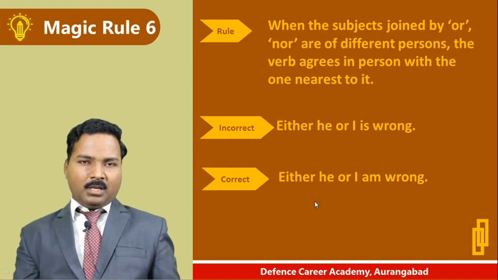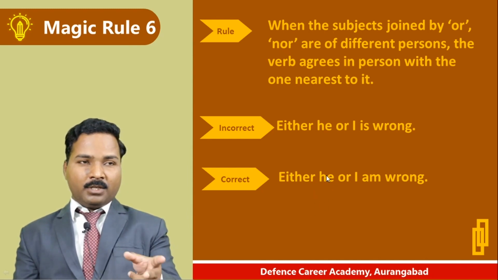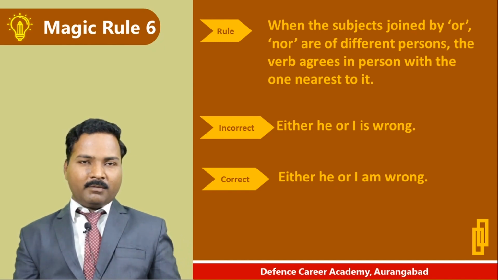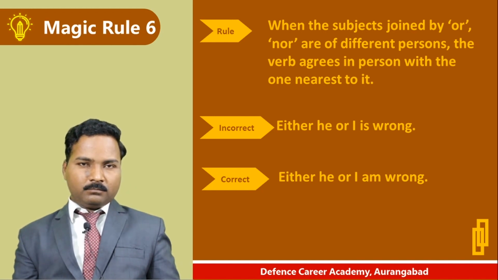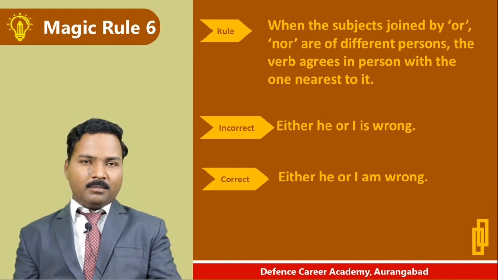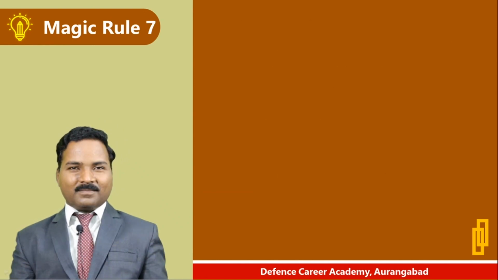Okay, just suppose we exchange the positions of these pronouns. If I is used before he, then is is the correct verb. For example, we can say that either I or he is wrong. But if the second subject is first person, the verb should be am, because with the first person singular subject, we use am, we don't use is.